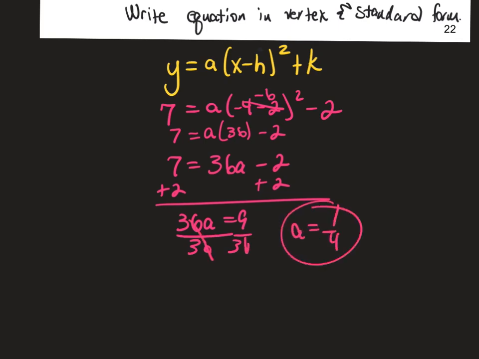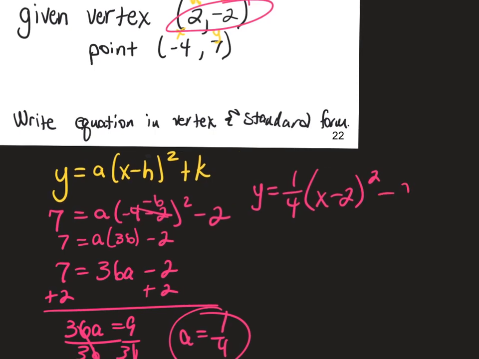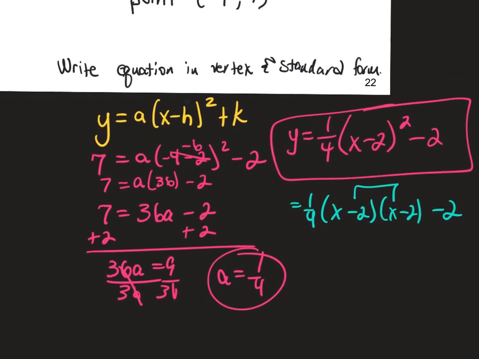So now that I have my a and I have my vertex, I can write my parabola in vertex form. So I have y equals, instead of a, I'm going to put 1/4, and I have x minus 2 squared minus 2. And then if you were going to go from vertex form to standard form, it's just simple algebra. You would say 1/4 times x minus 2 times x minus 2, minus 2. You'd FOIL these first, then distribute the 1/4, and then subtract the 2, and you'd be back in standard form. So just a little direction on how to do that.